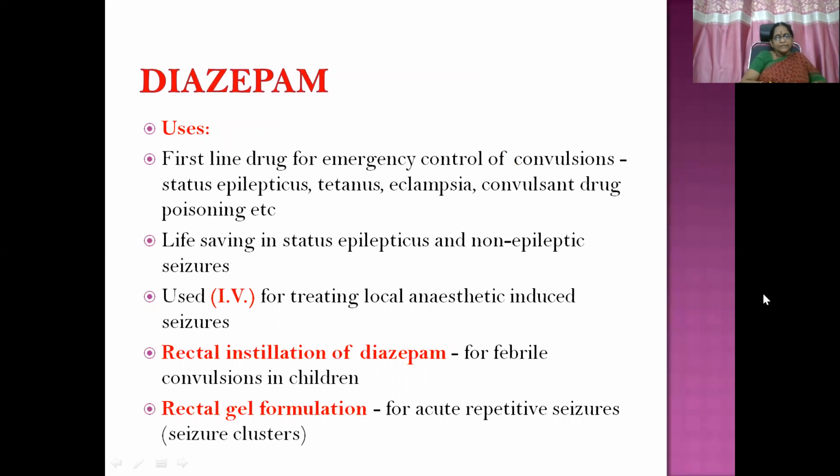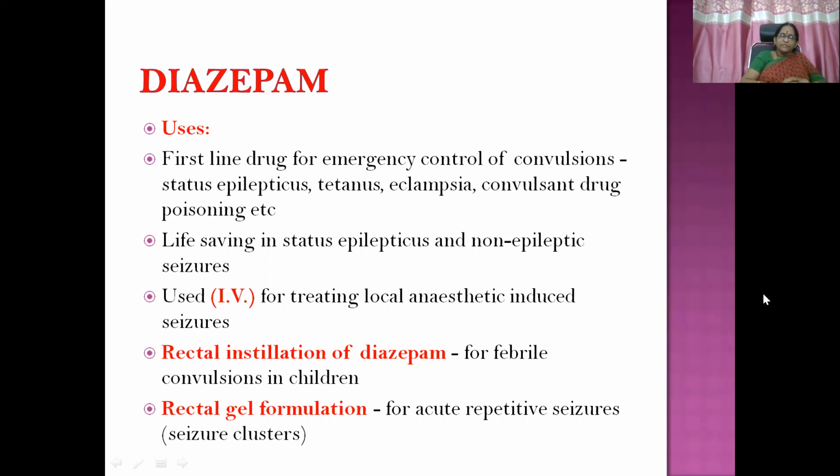Uses: first line drug for emergency control of convulsions, status epilepticus, tetanus, eclampsia, convulsant drug poisoning, etc. Life saving in status epilepticus as well as non-epileptic seizures also. And for local anesthetic induced seizures, we can give it by IV administration.